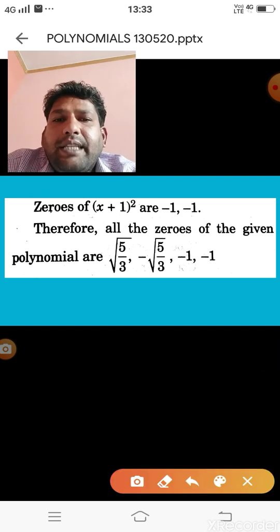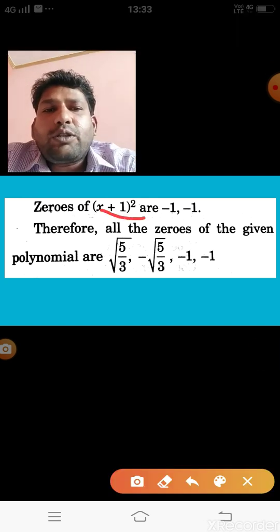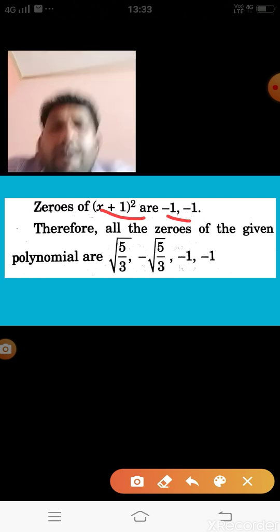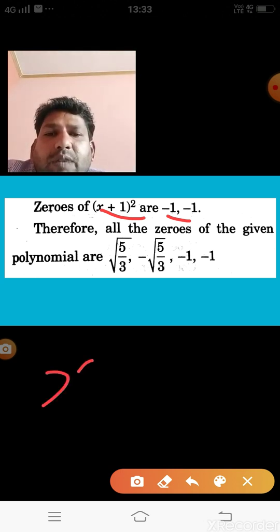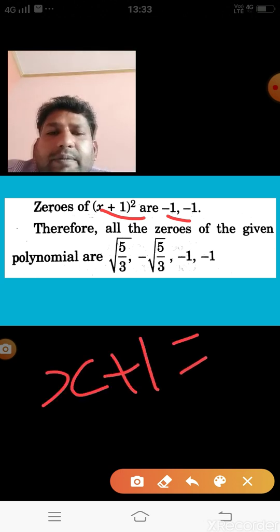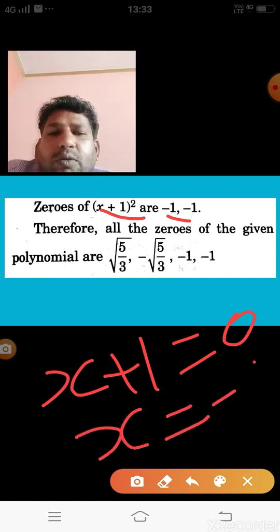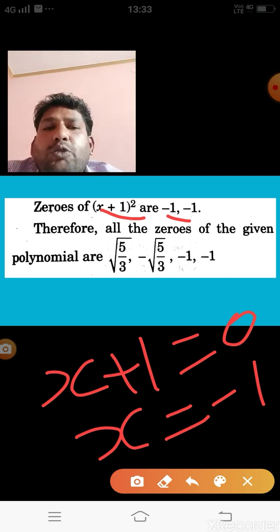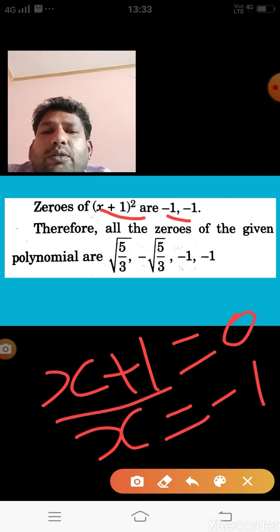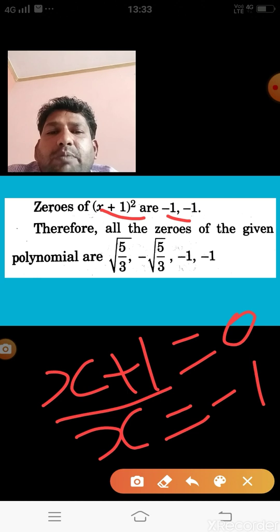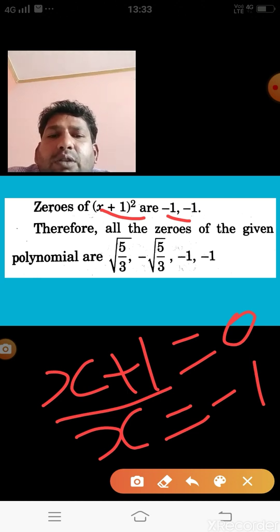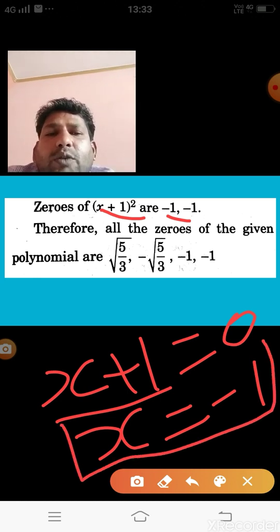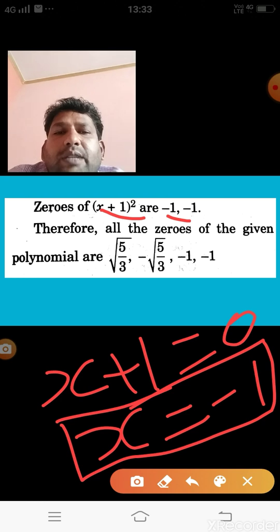If you equate it to 0, x plus 1 is equal to 0, and taking 1 to the other side, we get x is equal to minus 1. And since we have x plus 1 whole square, it means the same value is taken two times: x plus 1 equal to 0, x plus 1 equal to 0, meaning equal zeros, minus 1 and minus 1.